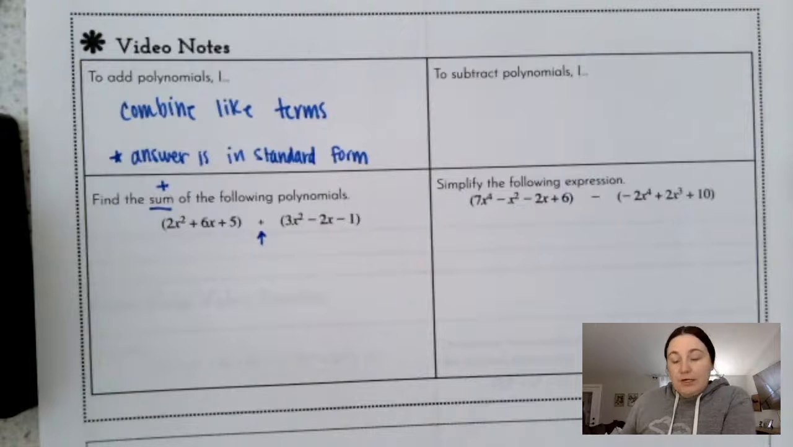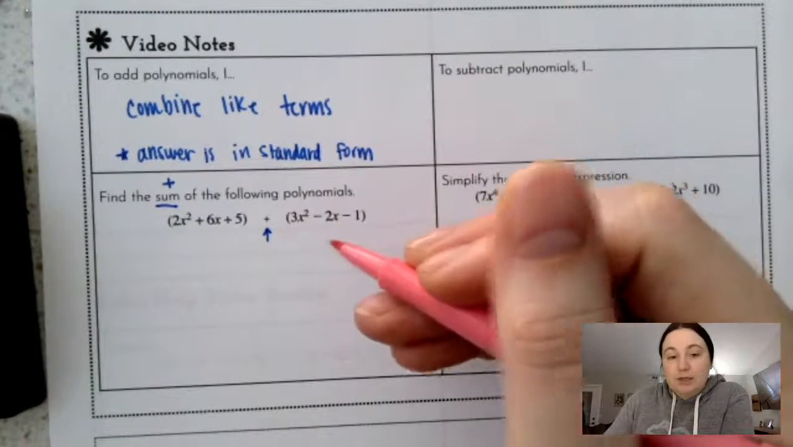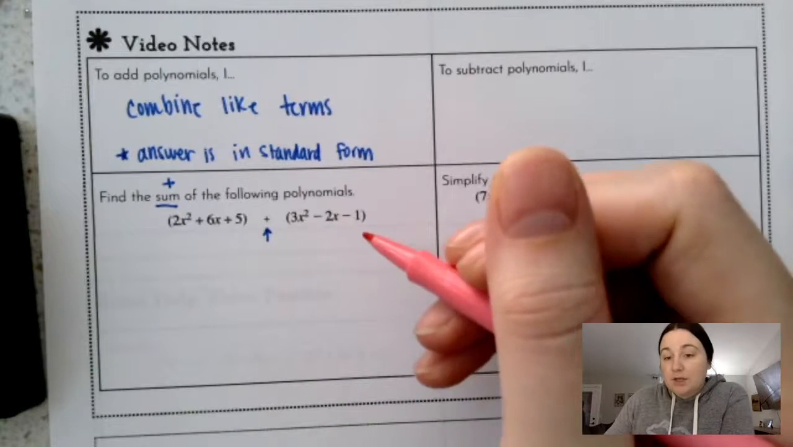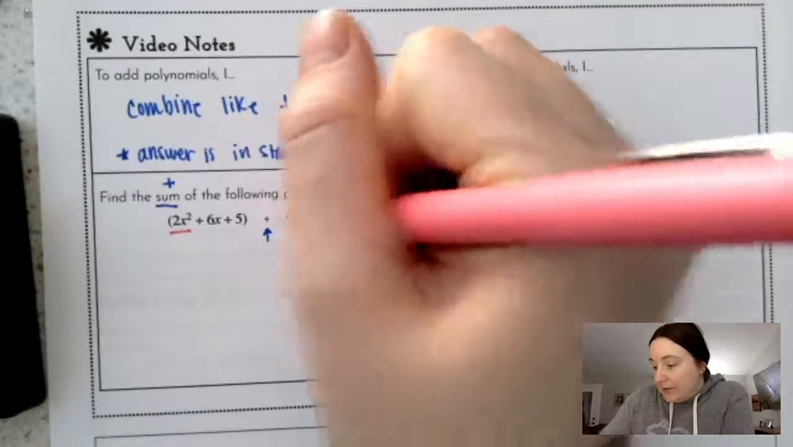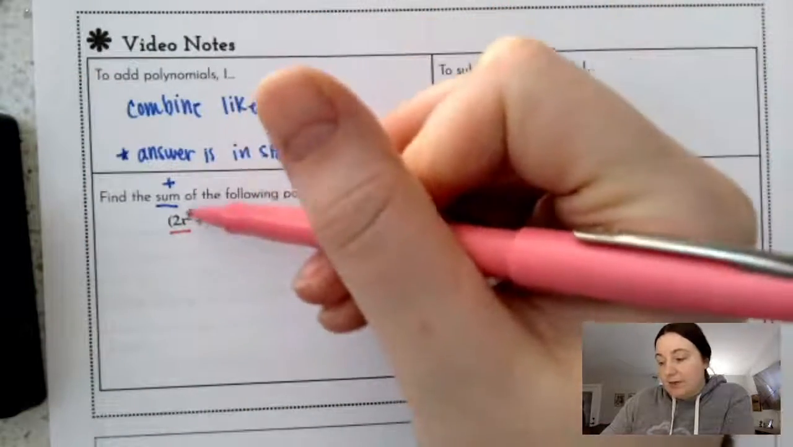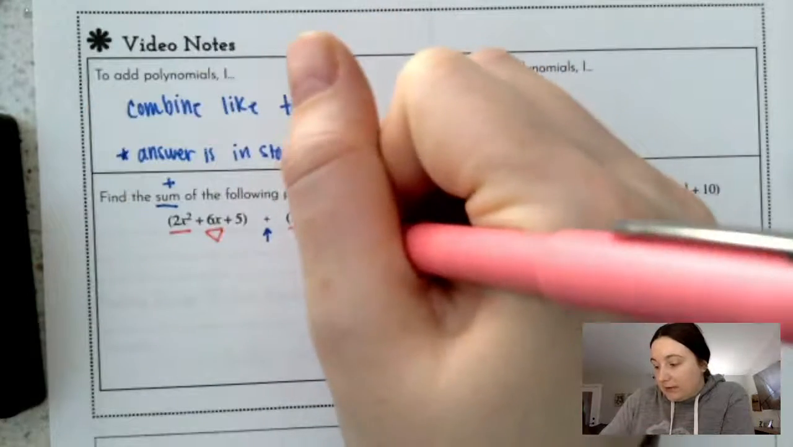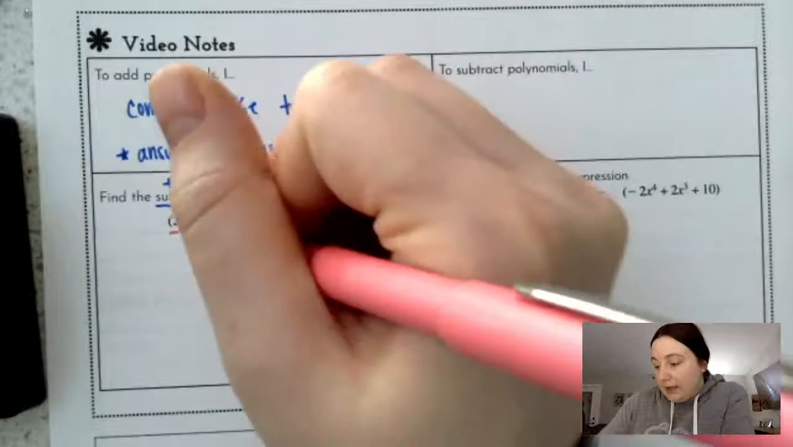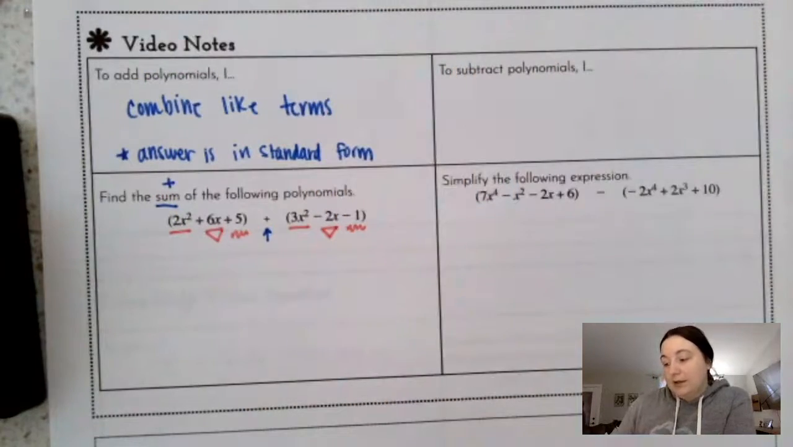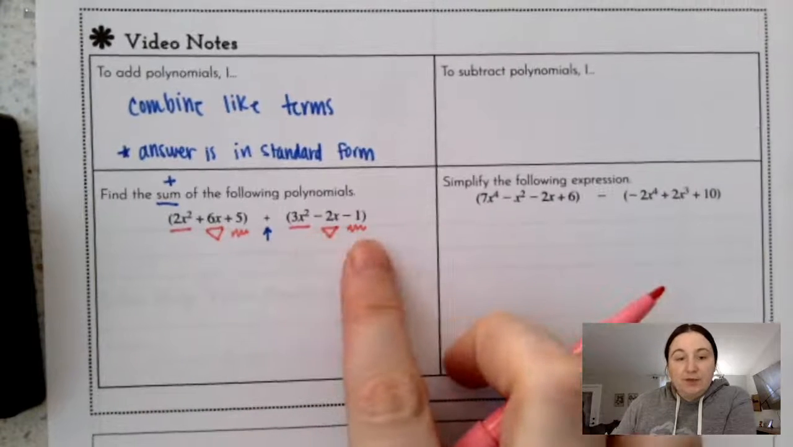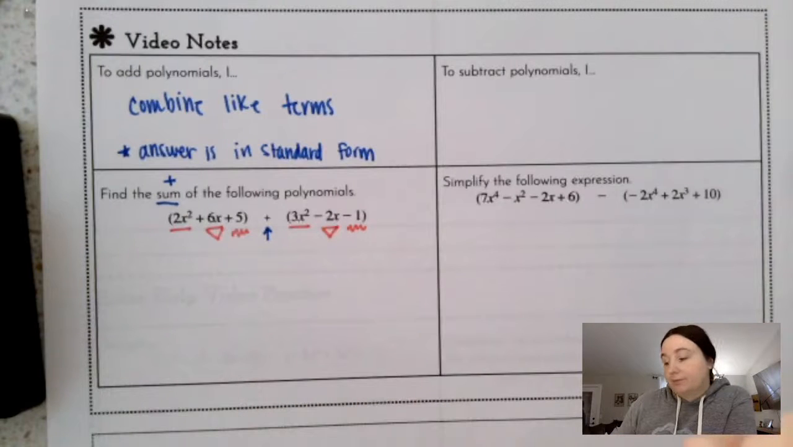So all we're going to do is add our like terms. I like to go through and put a little symbol underneath the terms that are like terms, so I know which ones to combine together. So my x squareds go together. Remember, like terms are the same variable, same exponent. My x's go together. And my constants go together. So the reason I like doing these symbols is now I don't even have to think about it. Now I can just pair the line with the line and the triangle with the triangle.